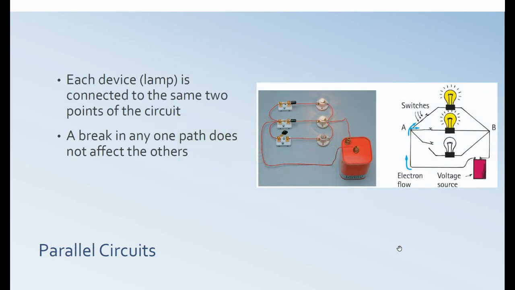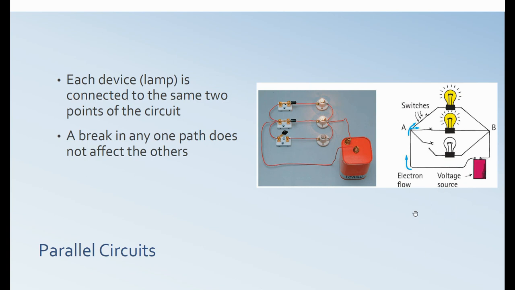More common circuits are parallel circuits. And this is where each device, in this case our little lamps, are connected to the same 2 points of the circuit. So we can see here, here's our voltage source, and as the electrons go, here's point A, and it splits off and it goes to each of the 3 devices individually. And then the wires come back from each of the devices to point B and then back to our voltage source. So instead of them being all in a line, they each have their own line.